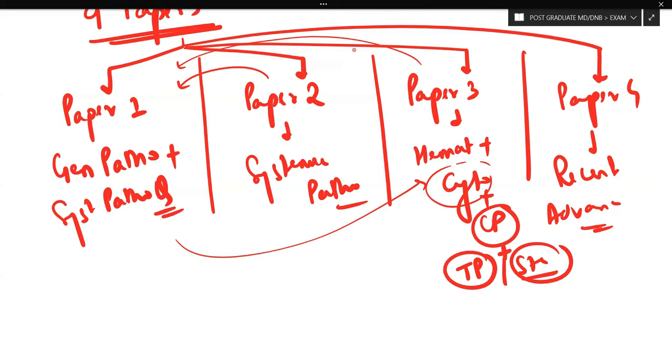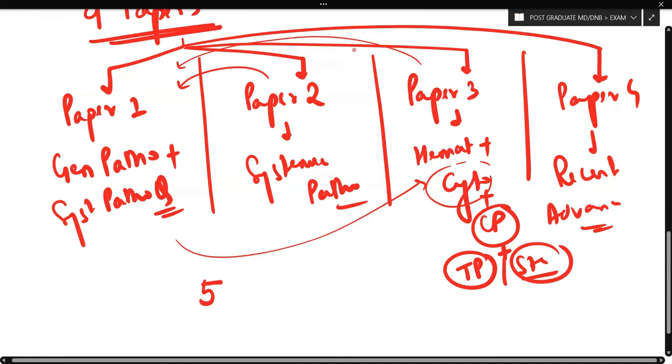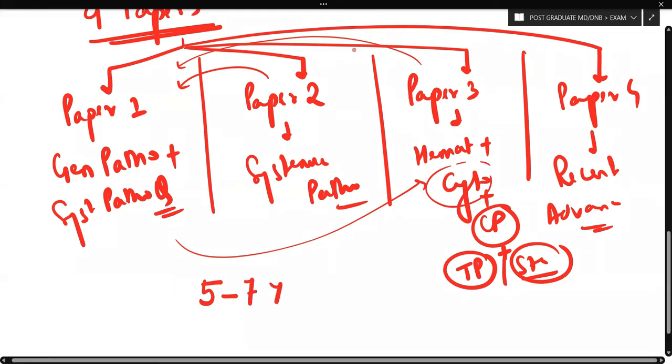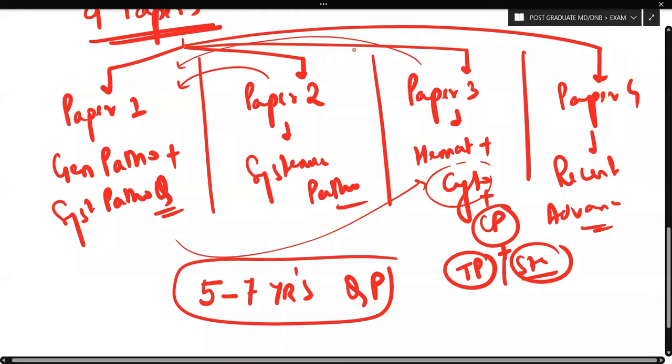Now, what is very important, I have said this again and again. Each one of you is coming from a different university. Some of you are from a private college, a deemed college, they have their own questions. Some of you are from a state university. Some of you are from the DNB, so they have their own set of papers. So what is very important is that you recognize your own university question papers. I'm sure by now most of you have gone through the question papers. The last 5 to 7 years' question papers are a must for you to have.